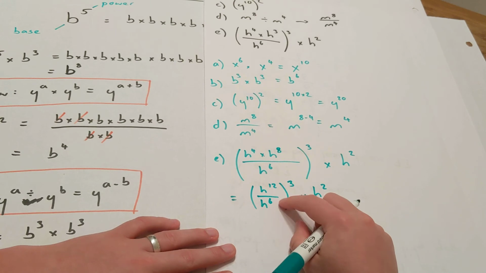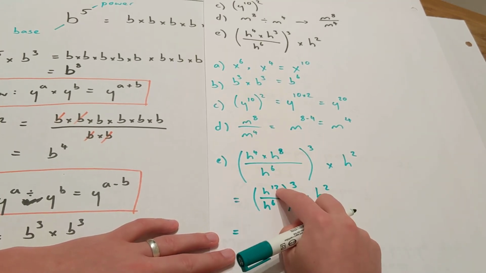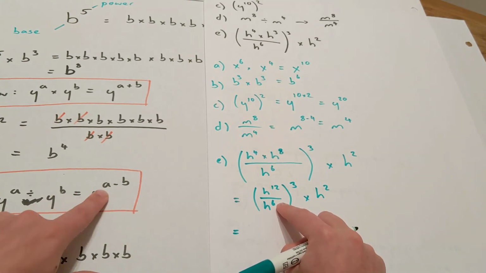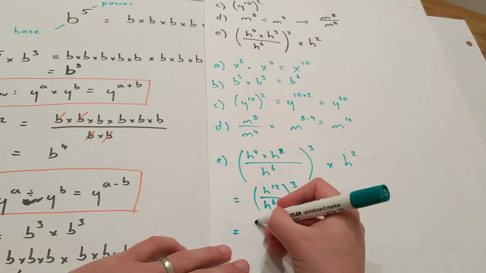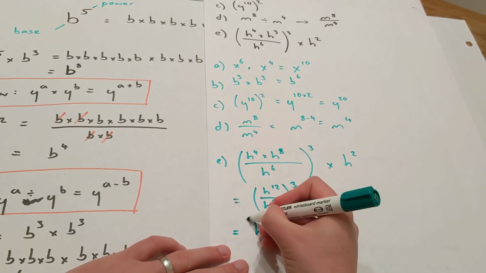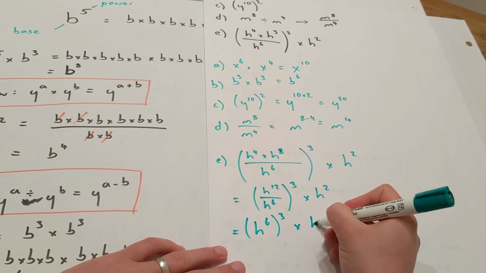Now, let's deal with this bit inside the brackets. I've got a power divided by a power, and so looking at my second law, that means I take them away. So that means I've got h to the 12 take away 6, which is 6. I've got h to the 6 to the power of 3, and times by h squared.